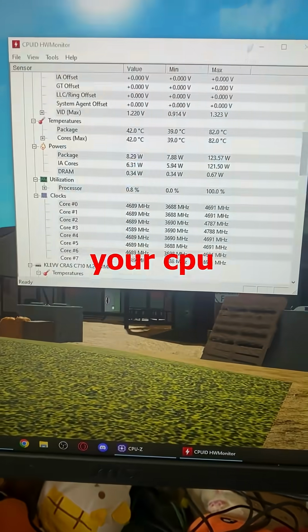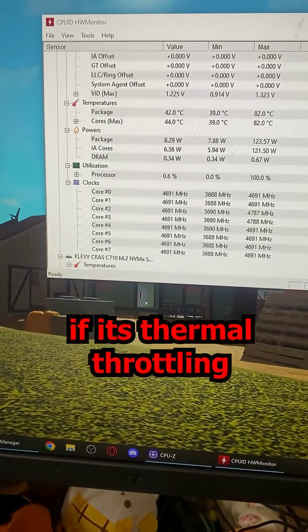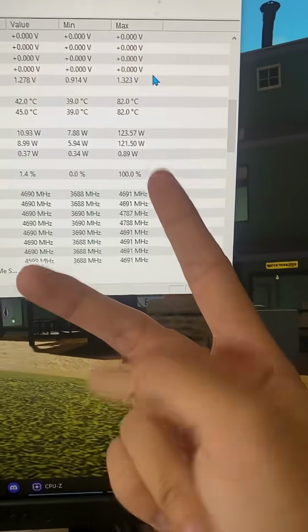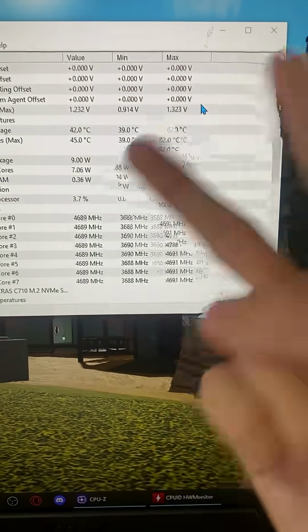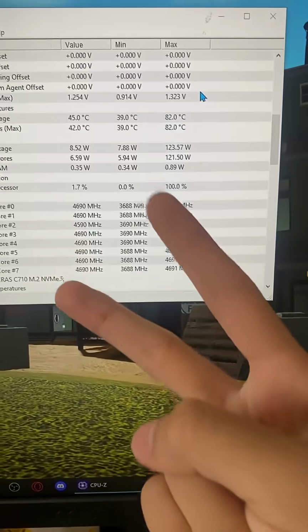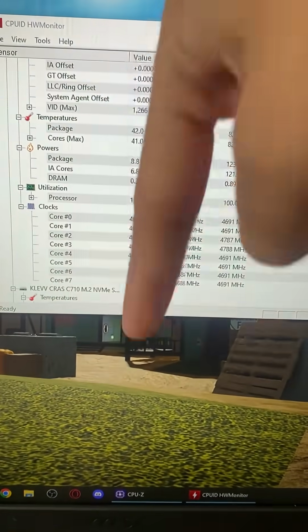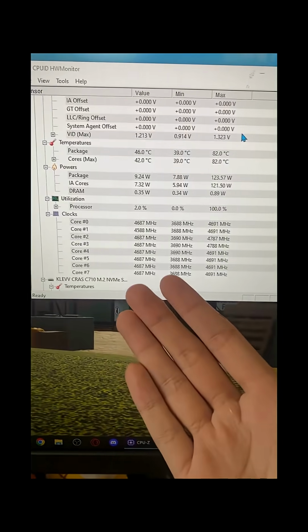This is how to fix your CPU if it's thermal throttling. I have this problem in my games where I would be running at like 200 FPS, and then after like an hour, 30 minutes of gaming, it drops down to like 150, for example. Like a huge dip in FPS. So why is that? Why does that happen?